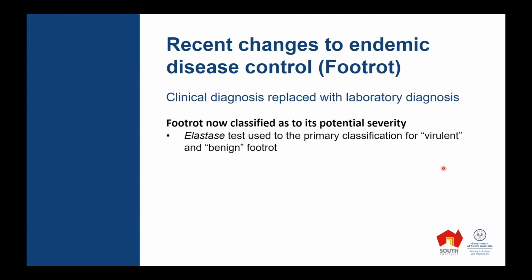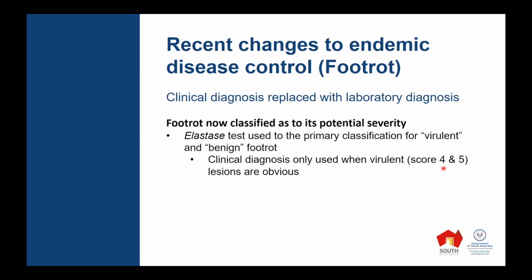And provided we can get enough good samples, we'll be able to diagnose foot rot on farm using that test quite effectively. If we get bad scores, like score 4 and 5 lesions, like the second photo, we'll still be able to classify that as virulent foot rot. It's pretty obviously severe. The test is going to be more useful when we're not getting full expression due to climatic or sheep factors limiting the foot rot's potential in that particular period.